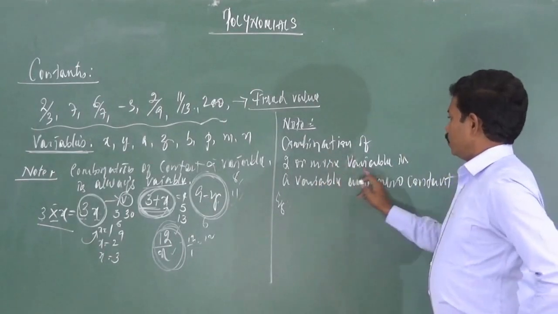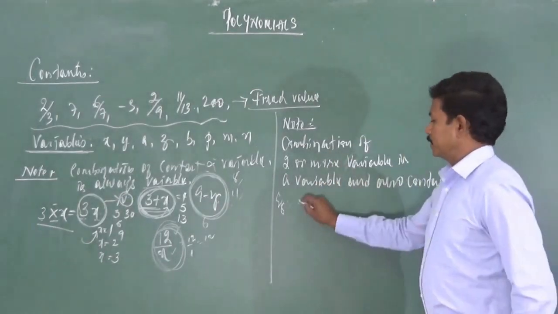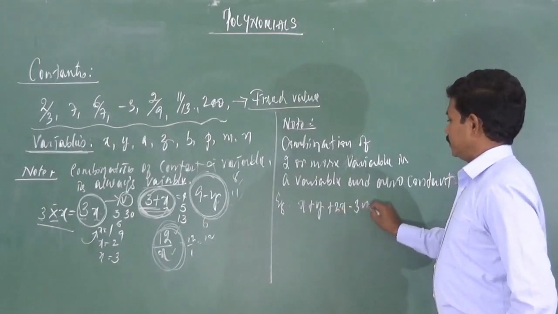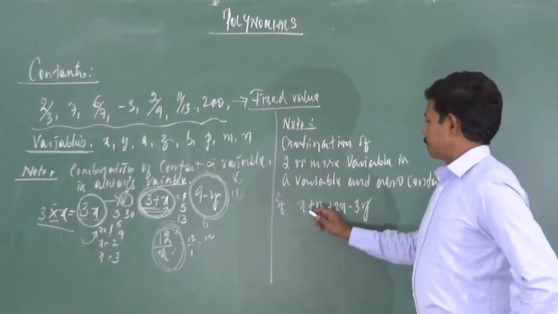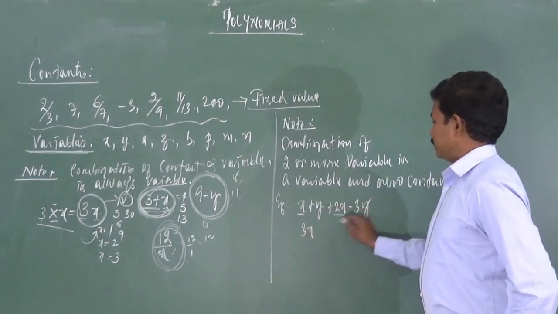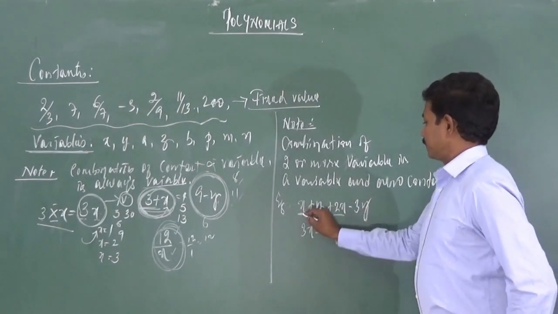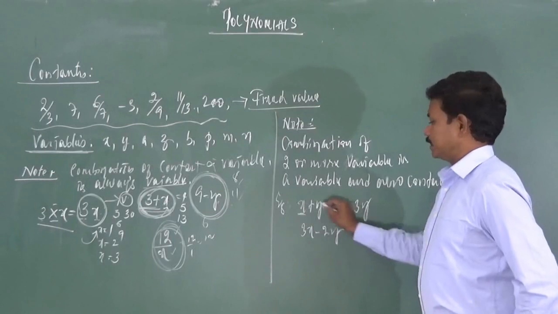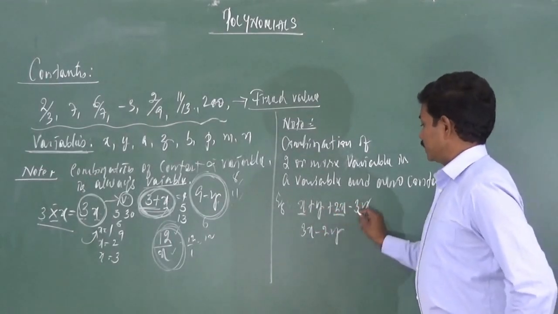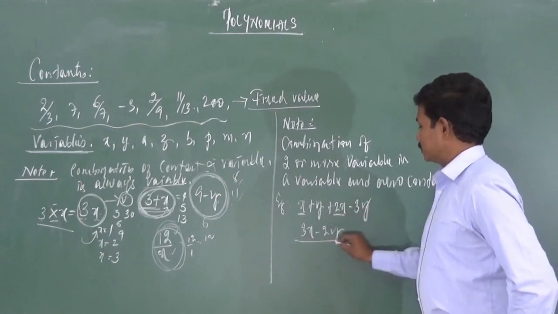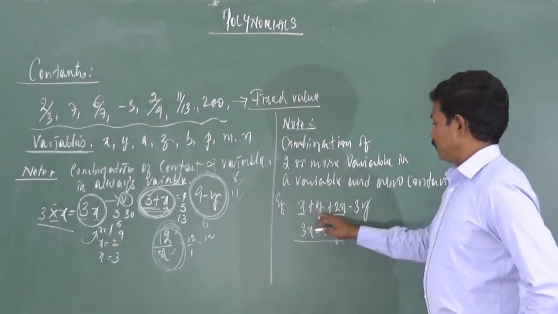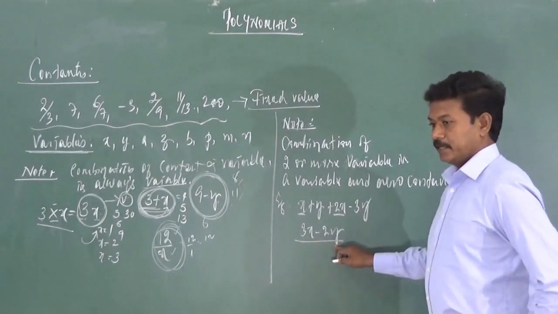Combination of two or more variables is given. For example, x plus y plus 2x minus 3y. Here x plus 2x is 3x, and y minus 3y is minus 2y. So these are the two like terms, we know that. When you combine or simplify these like terms, you get the answer as a variable again. So the combination of variables is a variable again.